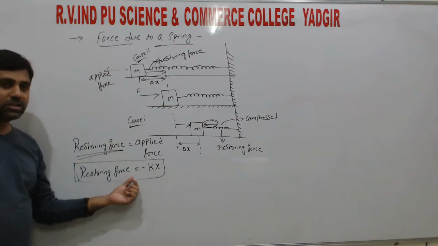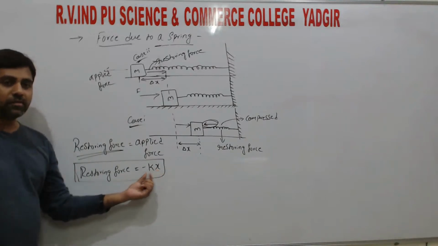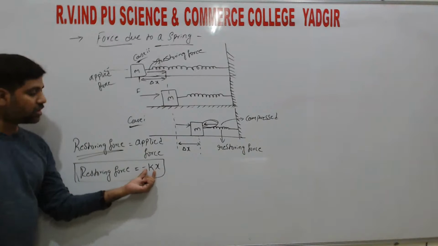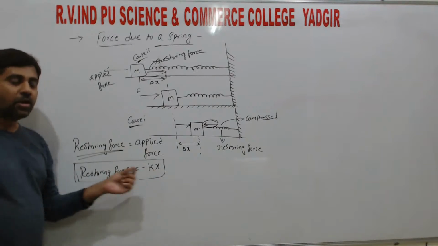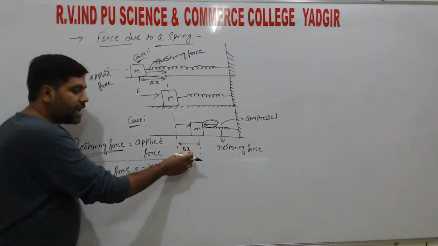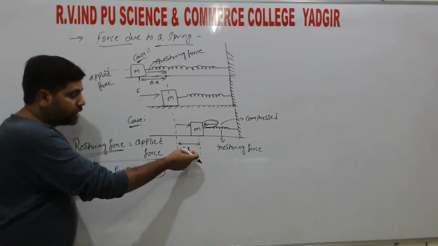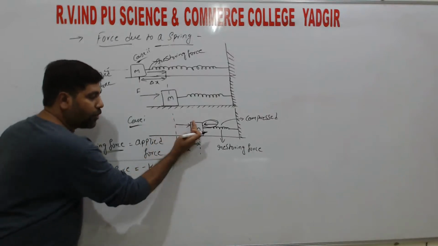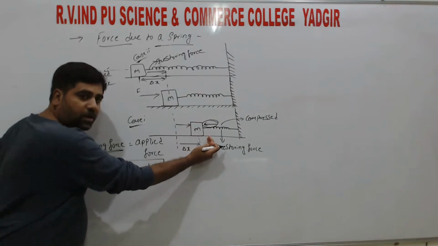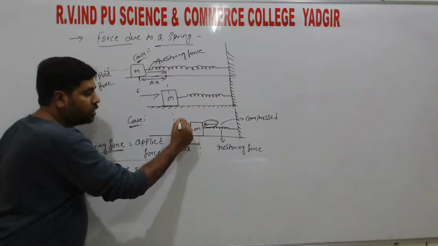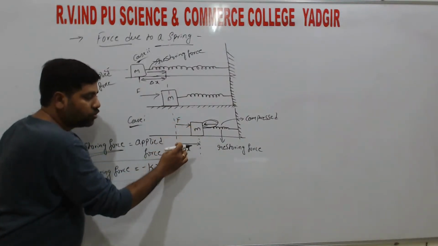So restoring force is directly proportional to x. So if we remove the proportionality, we get the constant. So that constant is k. Why have we taken minus? As displacement is a vector, if the applied force is in this direction, then displacement is also in the same direction, right? So applied force and displacement are both in the same direction.